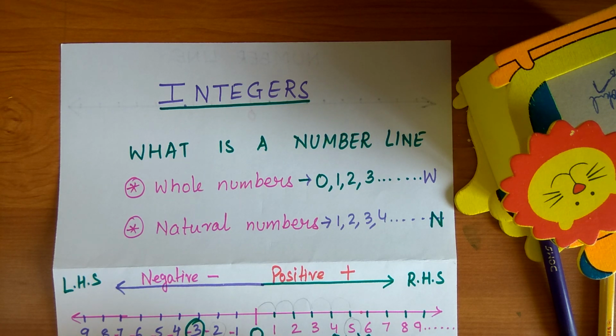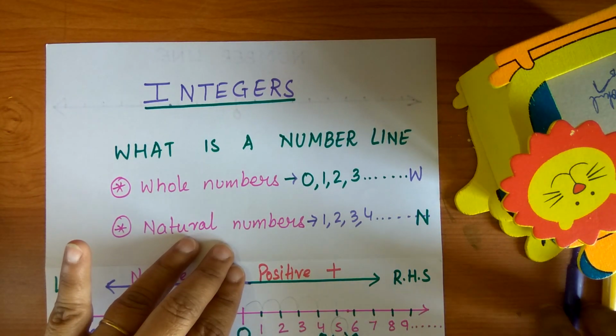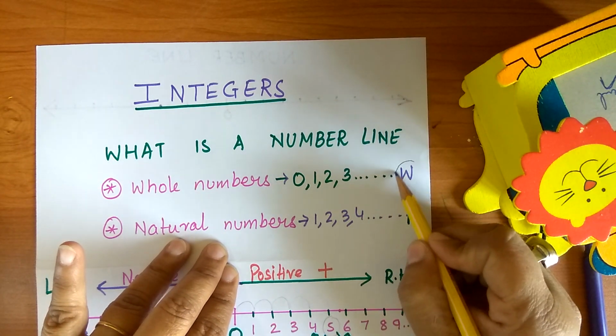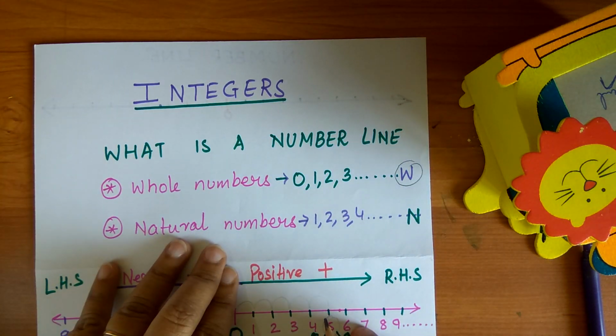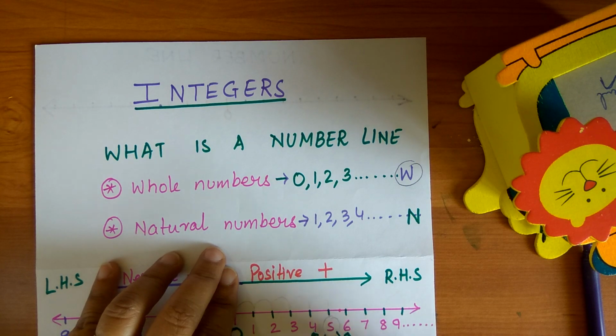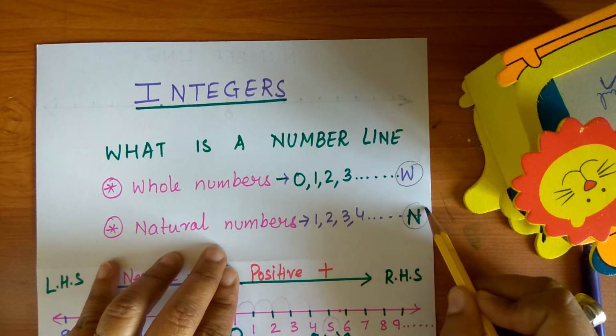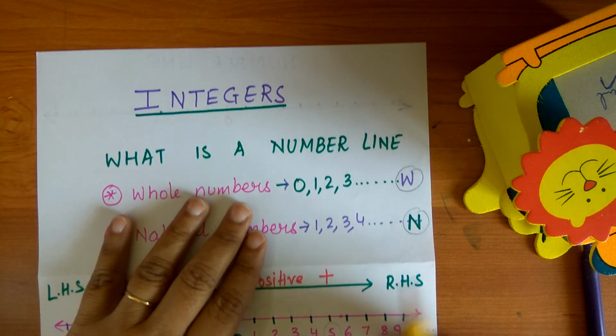We have learnt whole numbers are all those set of numbers starting from 0, 1, 2, 3, 4 to infinity. And natural numbers are all counting numbers from 1, 2, 3, 4 to infinity. Now whole numbers are denoted by capital letter W. Similarly, natural numbers are denoted by capital letter N.